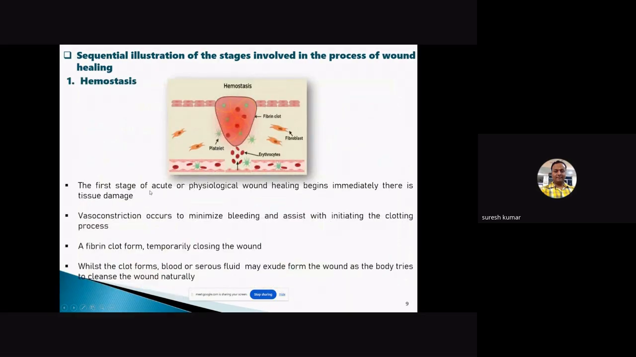First step, hemostasis, is the first stage of any acute or physiological wound healing. What will happen? Vasoconstriction occurs to minimize the bleeding and assist with initiating the clotting process. So the fibrin clot is formed, temporarily closing the wound. While the clot forms, serous fluid, which is nothing but a yellow colored fluid, may exude from the wound when we get injured, as the body tries to cleanse the wound naturally.